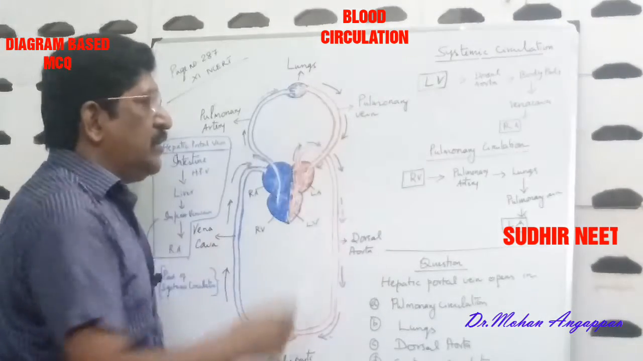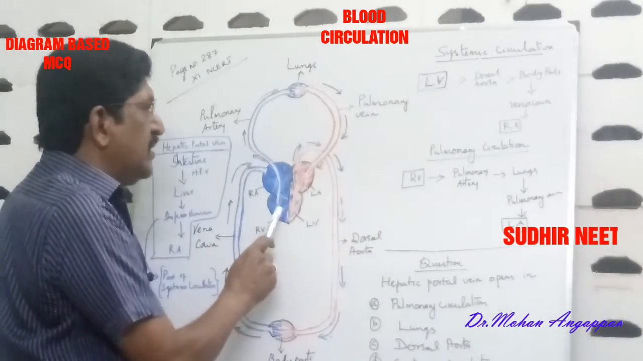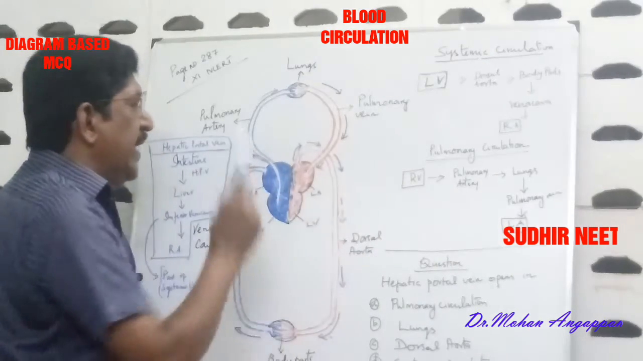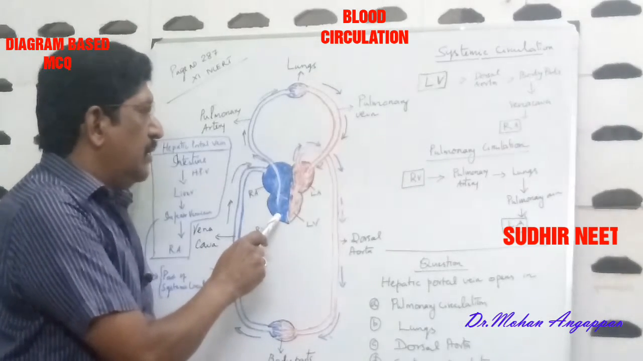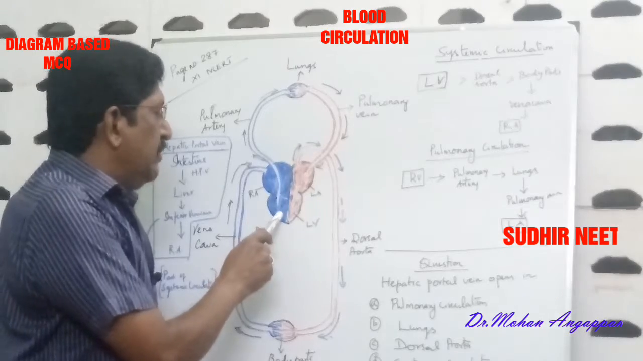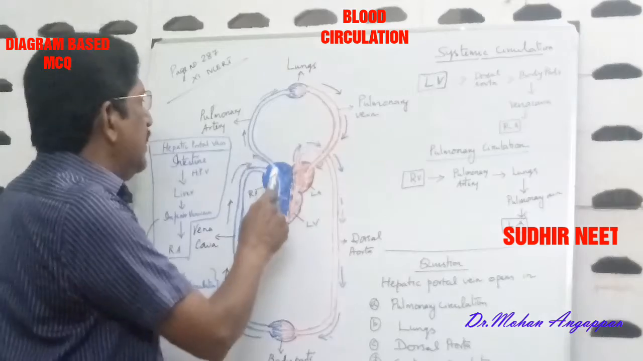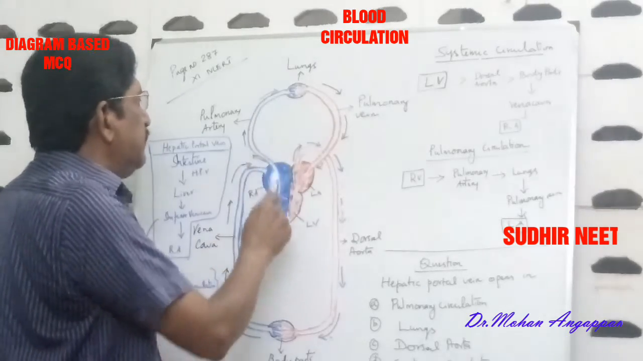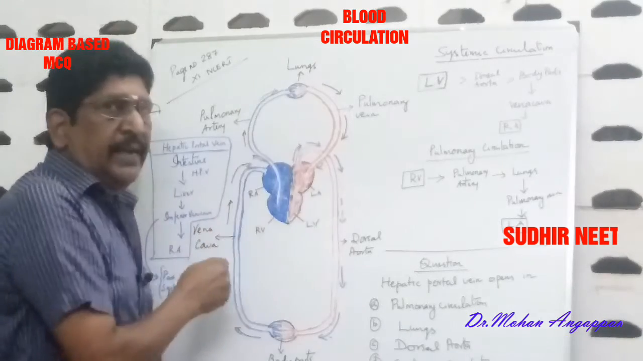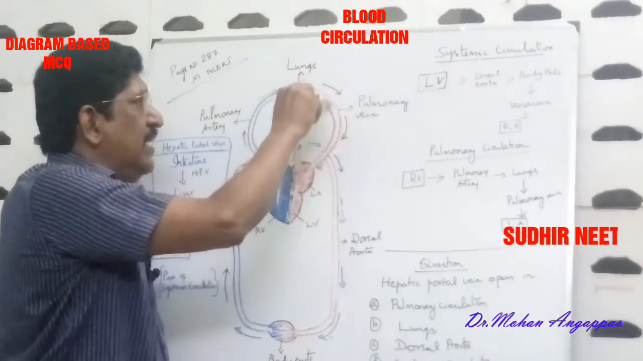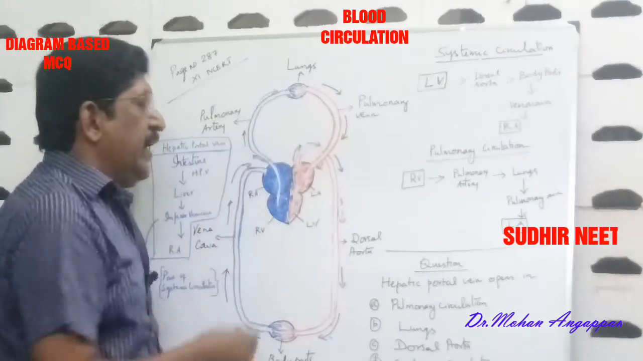Now let us take up pulmonary circulation. Pulmonary circulation starts from the right ventricle and ends in the left atrium. Let us see. When the ventricles contract, from the right ventricle, the impure blood is collected by the pulmonary artery and goes to the lungs for purification. In the lungs, the blood is purified and then the purified blood is collected by the pulmonary veins, 4 pulmonary veins that enter into the left atrium.